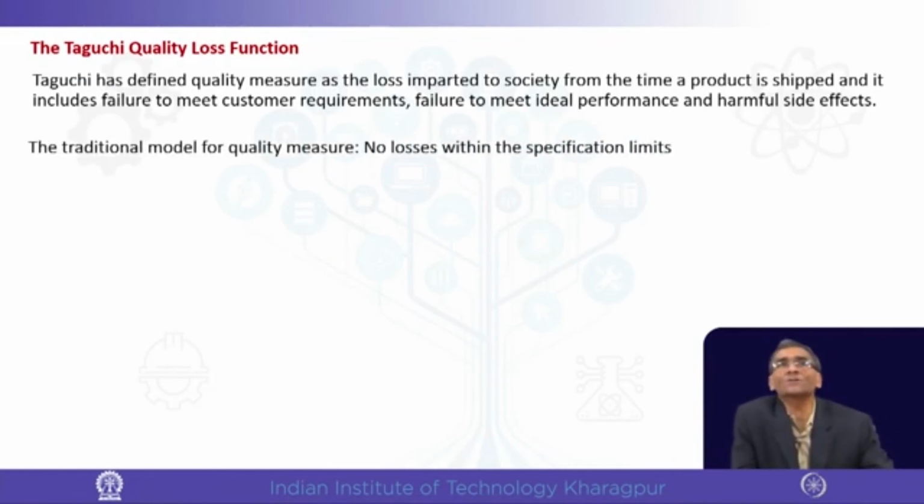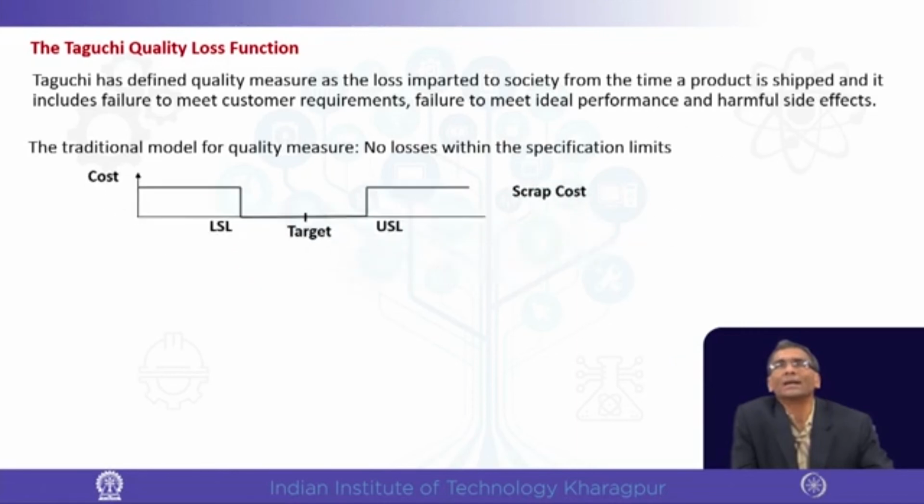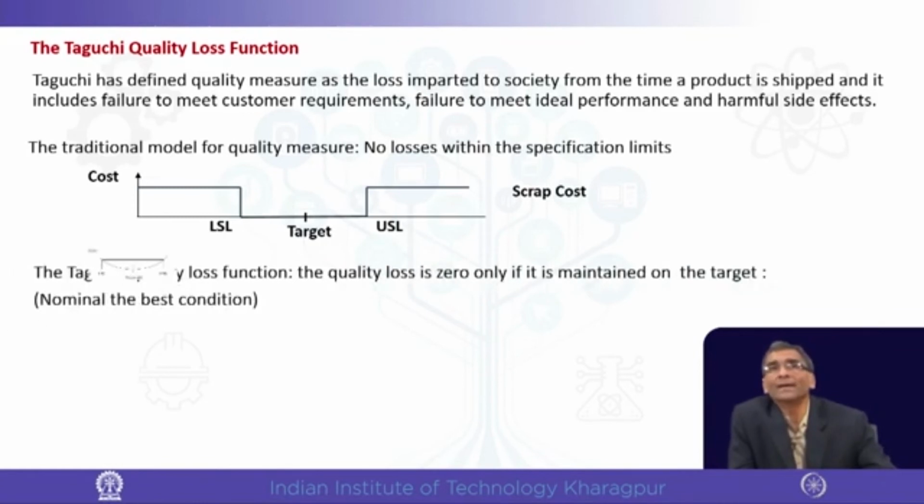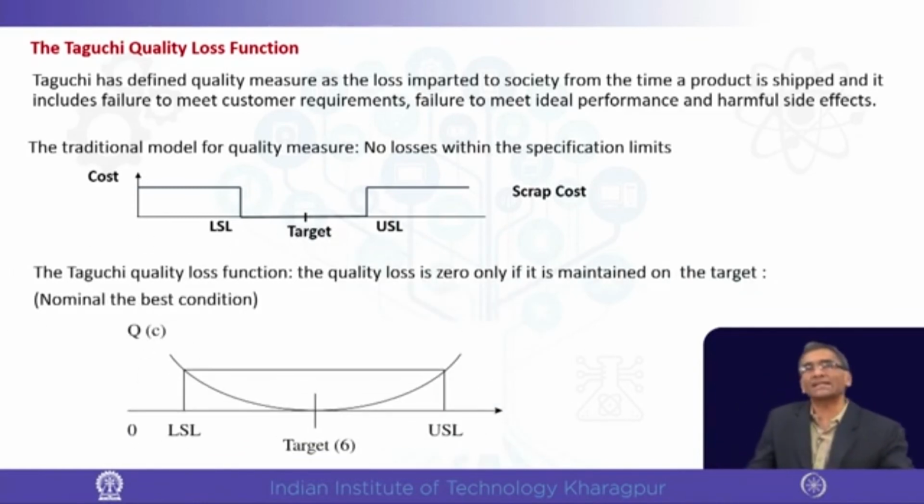In Taguchi's loss function, here you see the traditional model has an upper specification limit and a lower specification limit. The target is in between, because if it crosses the upper limit we reject, and if it crosses the lower limit we reject. That you have learned very well in your earlier studies. But Taguchi has proposed that the loss function should be perceived like this: even if you are within the specification limits, if you are moving away from your target, the cost to society is up.